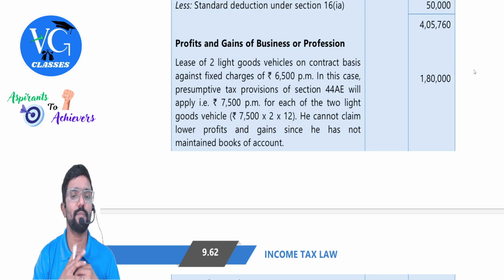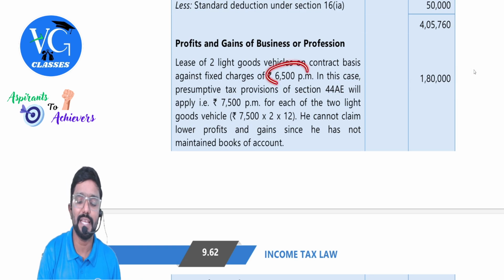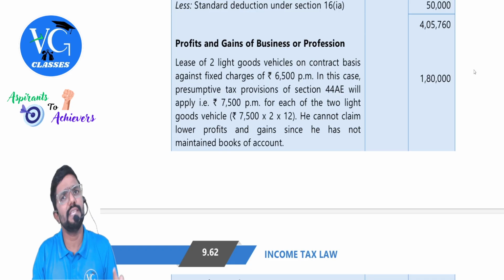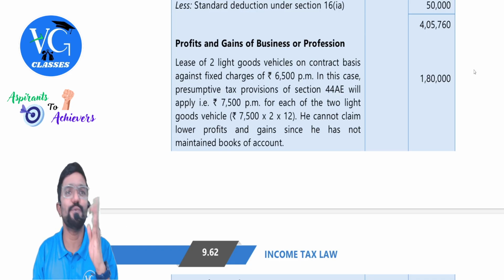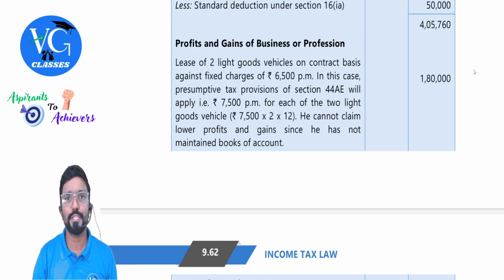He cannot claim lower profits and gains since he has not maintained books of accounts. Now you might tell me he is actually earning less than that. Yes, he can disclose that, but he has to maintain books of accounts. He has to maintain the books of accounts, guys.